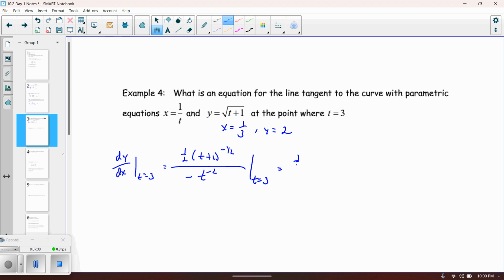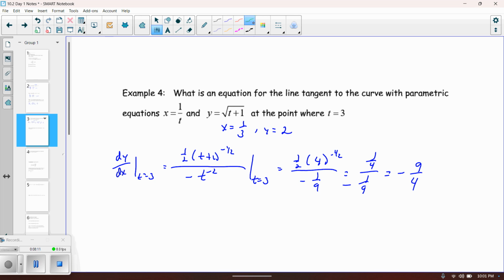So we are going to get 1/2 of 4 to the negative 1/2 over negative 3 to the negative 2, which is the same thing as 1 over 3 squared, so that's negative 1/9 there. So let's see, 4 to the negative 1/2. 4 to the 1/2 power is 2, but negative 1/2 makes it a reciprocal, so that's going to give us 1/2 times a half on the top, so that's a fourth, divided by negative 1/9, so we should get negative 9/4 for our slope.